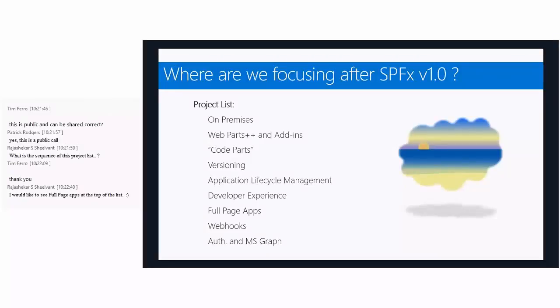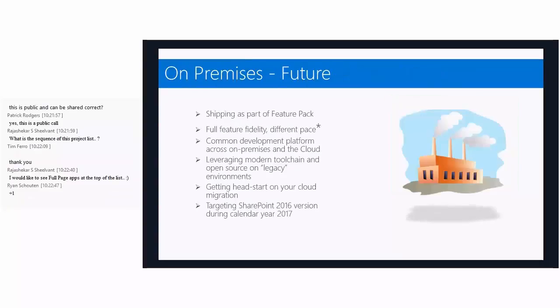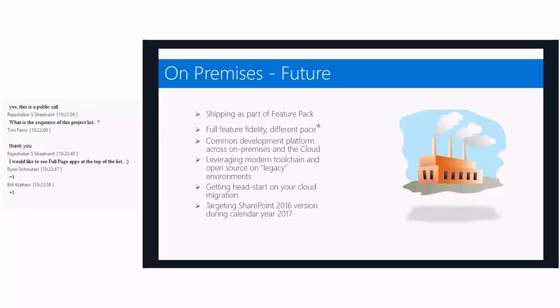Now let's have a slightly more detailed look at the things. So on-premises, sorry, did I jump one slide? Yes, I did. So on-premises, the SharePoint Framework is planned to be shipped as part of the feature pack to on-premises, so for SharePoint 2016. The target is to have full feature fidelity, but with a different pace. In SharePoint Online, we can publish updates on the backend quite fast and also on the packages. For on-premises, the story is slightly different.